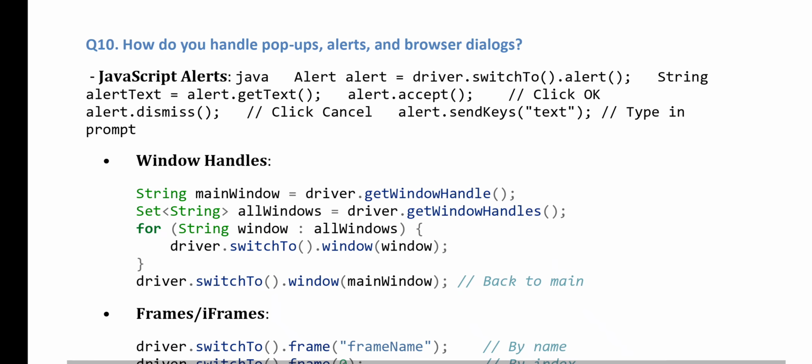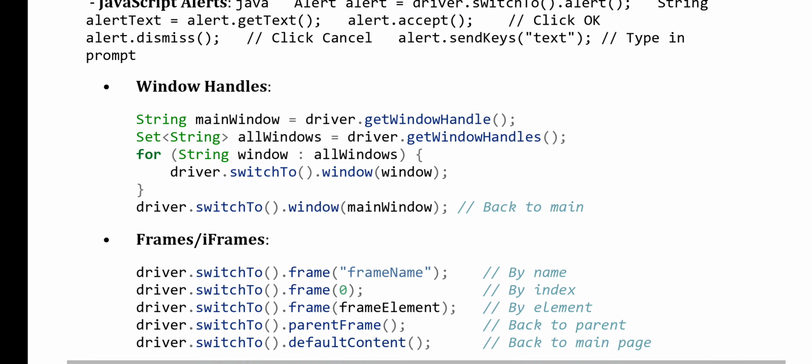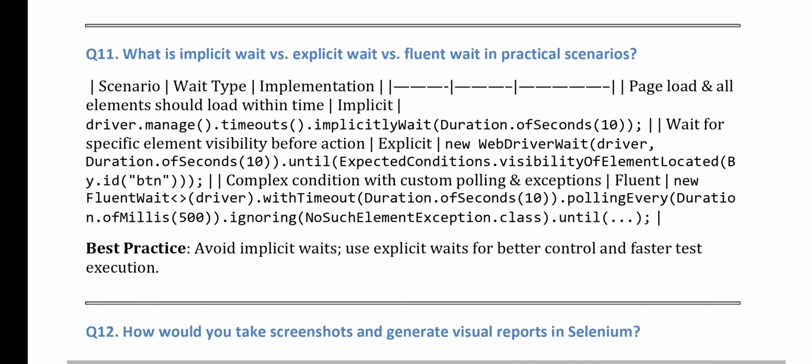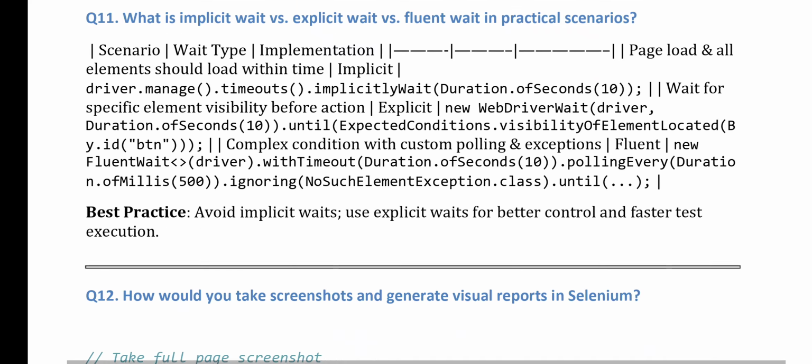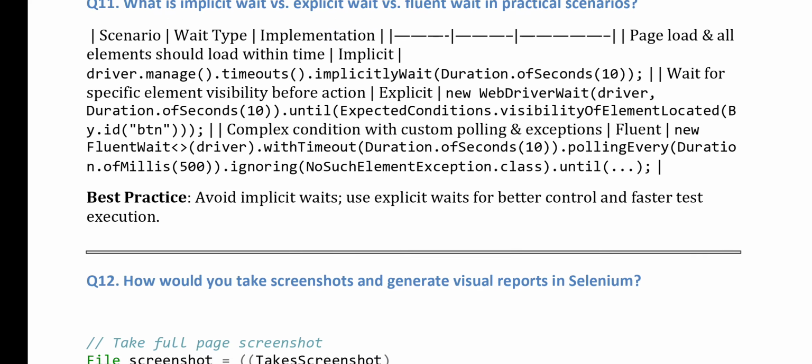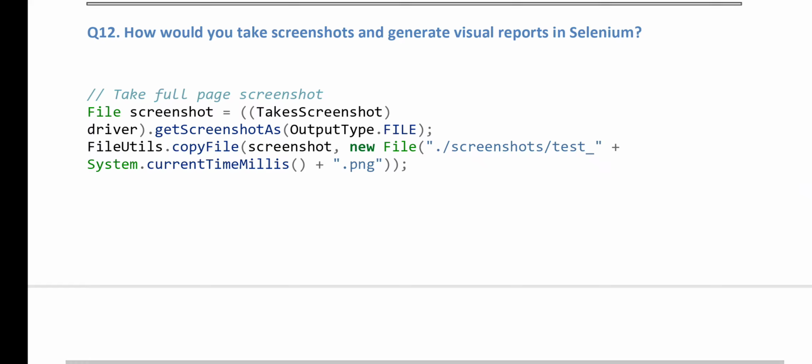The next question is about how do you handle pop-ups, alerts and browser dialogues? The next question is about implicit wait versus explicit wait versus fluent wait. We have already discussed the definition, but here they are expecting the proper code, so try to answer. Here I think the code has been synced up, so after each bar you try to segregate. In the PDF it will be written correctly, I mean it will be segregated properly.